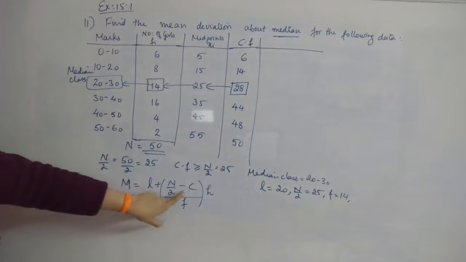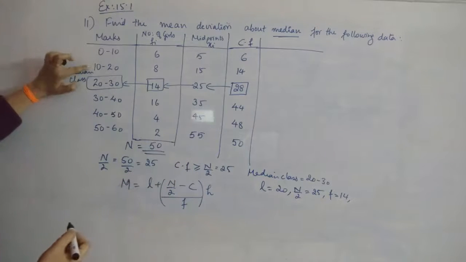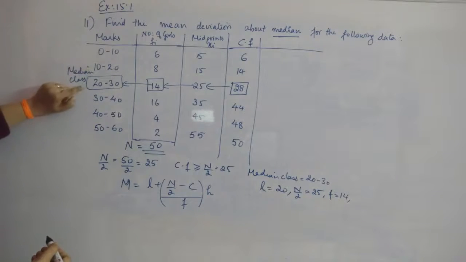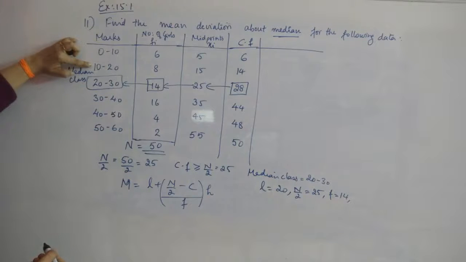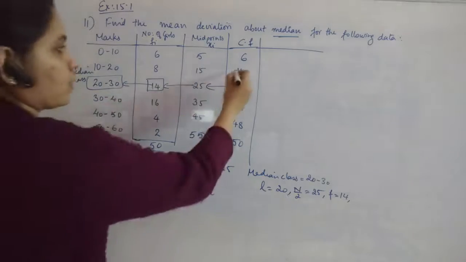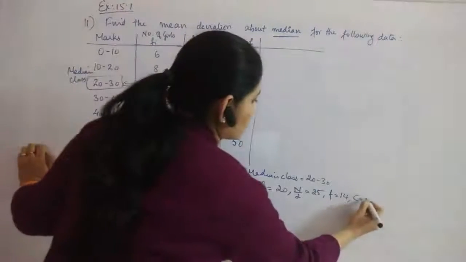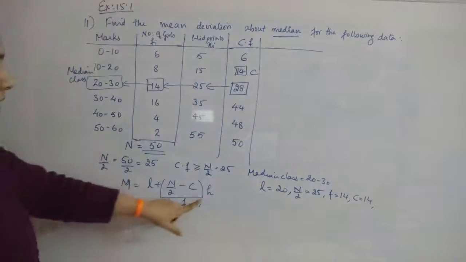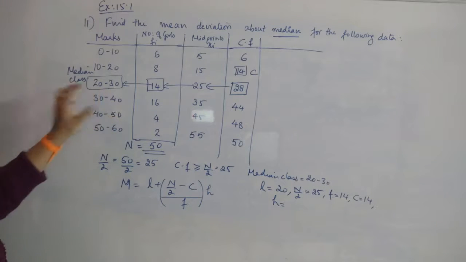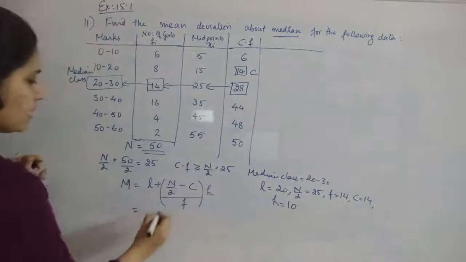Now C will be the cumulative frequency of the class interval which is preceding the median class. This is the median class, its preceding class is 10 to 20, and its corresponding CF is 14. So this 14 will act as C. So C is equal to 14, and H will be the class size. So it will be 30 minus 20, upper limit minus lower limit, which is 10. Replacing all the values, you will get the median.